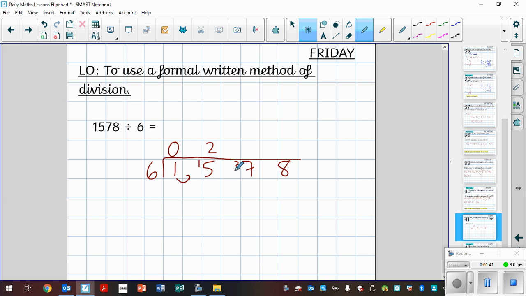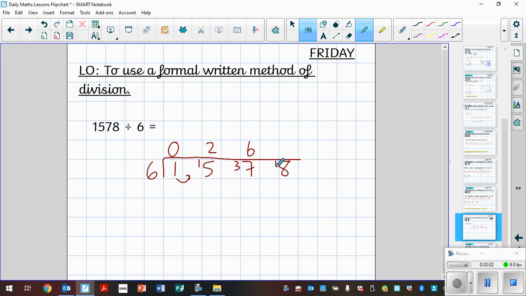How many 6s in 37? We need to use our multiplication facts here. We know that 6 times 6 is 36, so that would be 6 lots, and that gives us 1 remainder. So we put that in front of the 8 there. We've exchanged it, okay, in front of the 8.